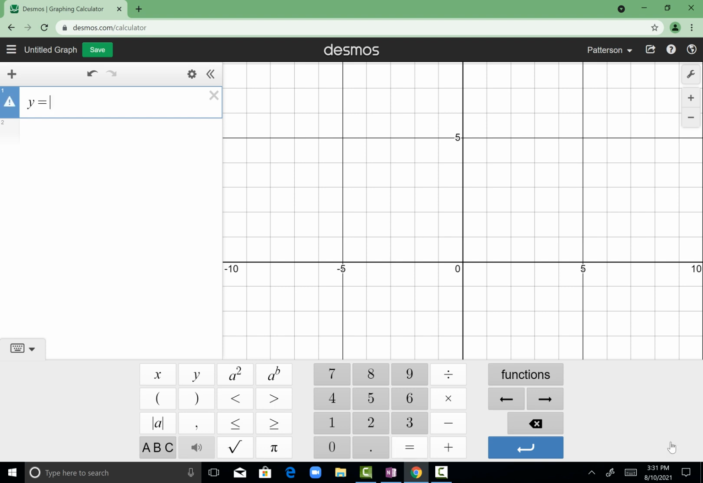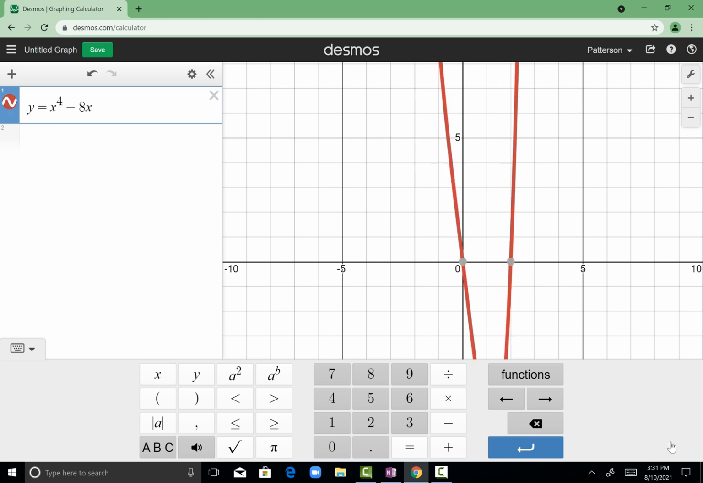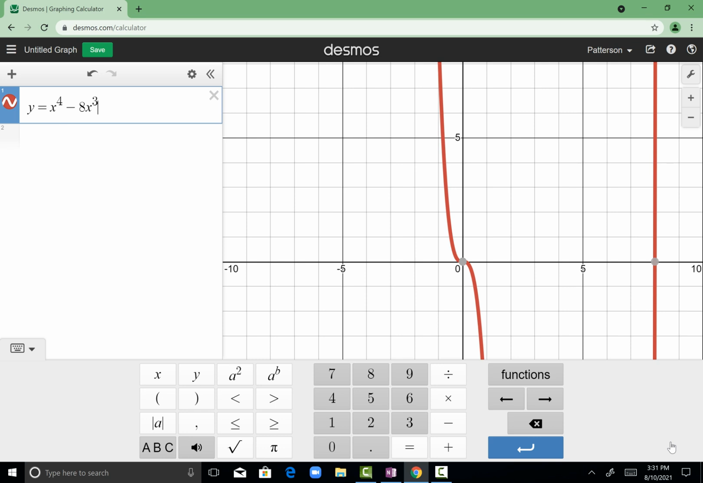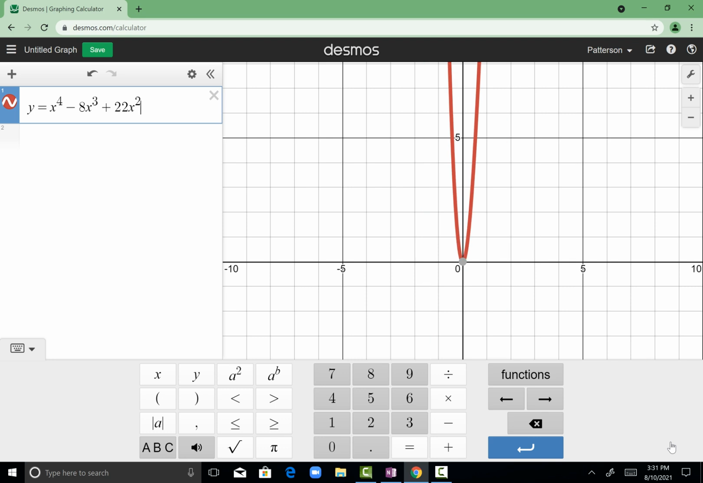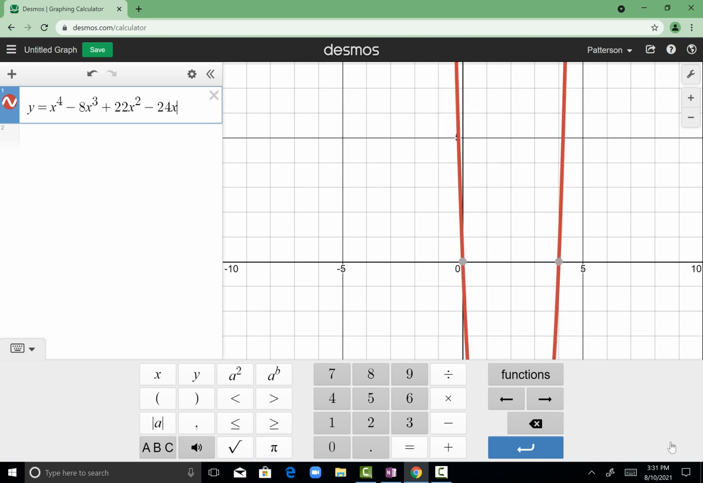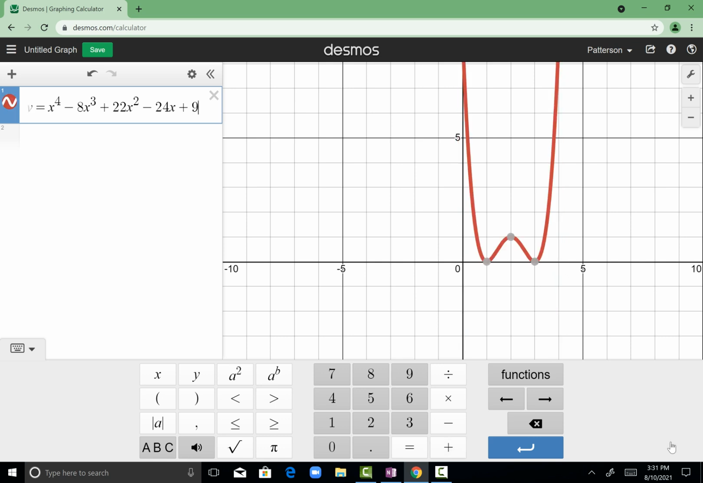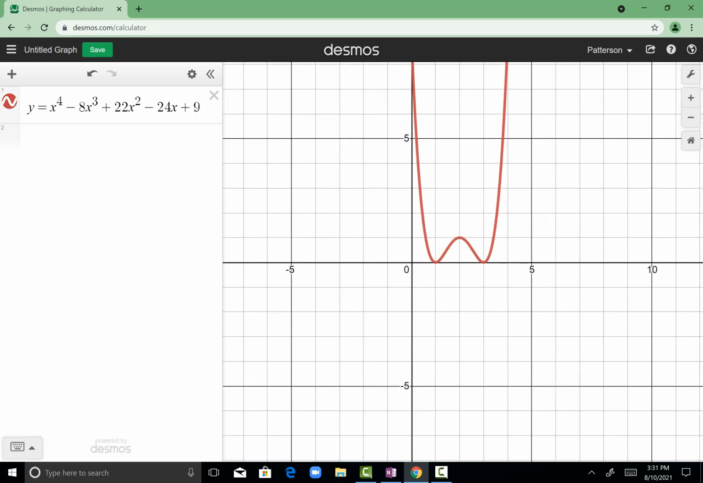So y equals x to the fourth minus 8x cubed plus 22x squared minus 24x plus 9. Alright, so that's what we have. Okay, this is a fourth degree, so we know it's going to make a W or an M. Alright, there's my nice W shape.